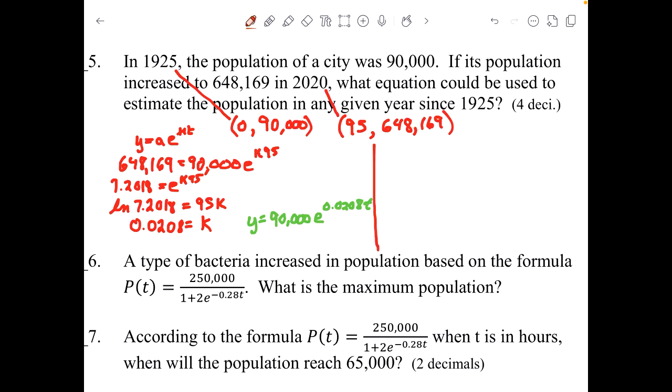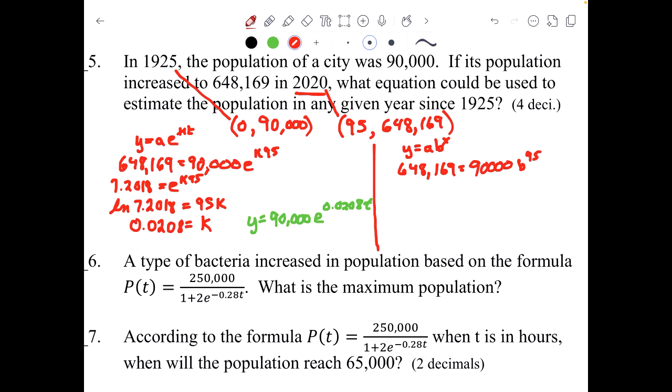The second way to work this one out is using the basic form of y equals a b to the x. My initial amount is going to be the same value for my a, which is that 90,000. And my final amount is going to be the 648,169. It's going to be b to the x power. In this particular case, the x value is going to be 95. Again, 95 years later would put me at year 2020, which is where I got the 648,000 number.